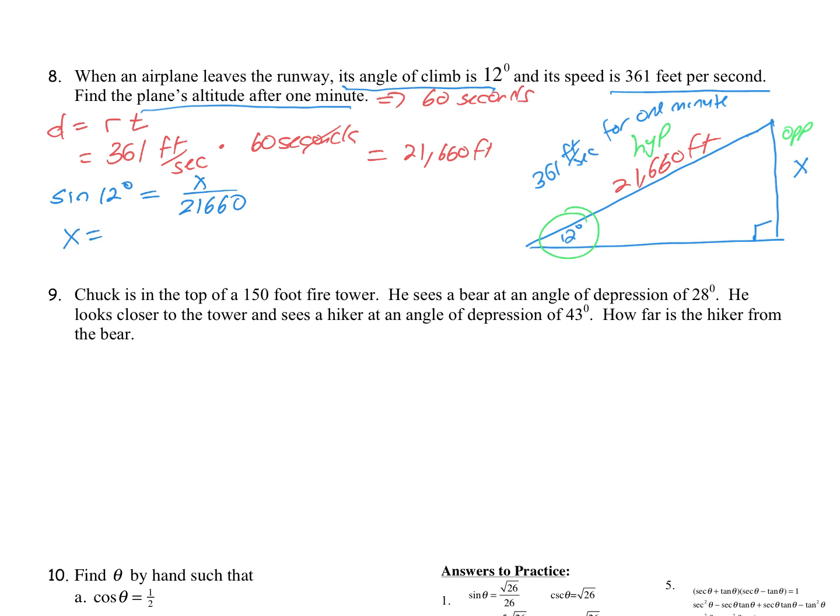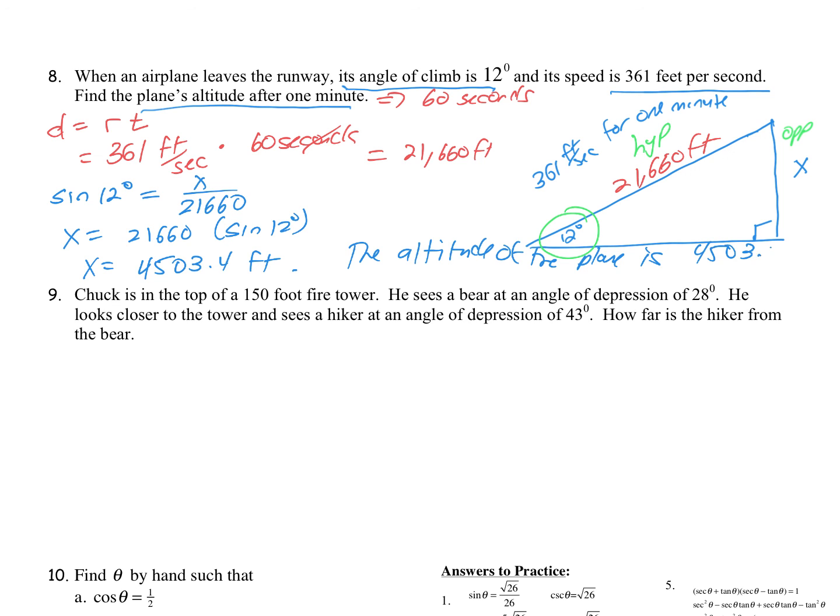So that means the altitude X is 21,660 times the sine of 12 degrees. And if you enter that into your calculator, you'll find that X is 4,503.4 feet. So the answer is the altitude of the plane is 4,503.4 feet after 1 minute.